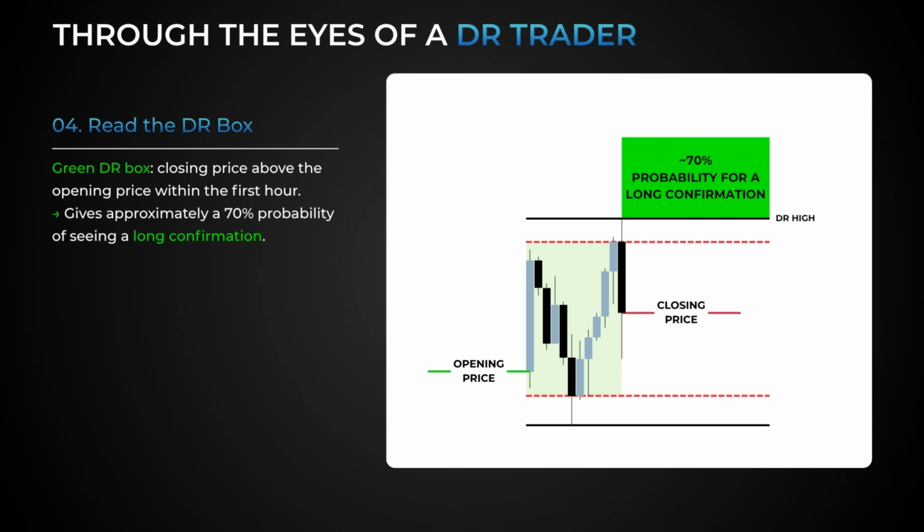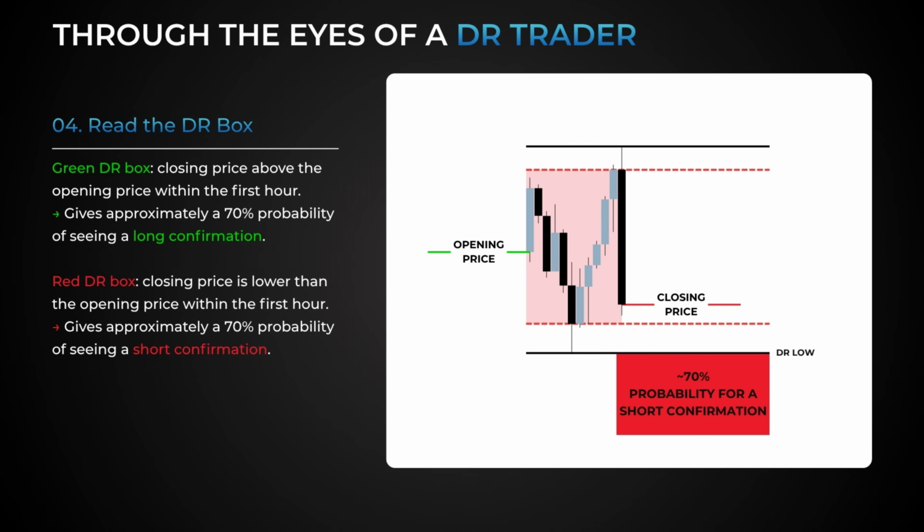A green DR box, closing price above the opening price within the first hour, gives around a 70% probability of seeing a long confirmation. A red DR box, closing price below the opening price within the first hour, gives around a 70% probability of a short confirmation.